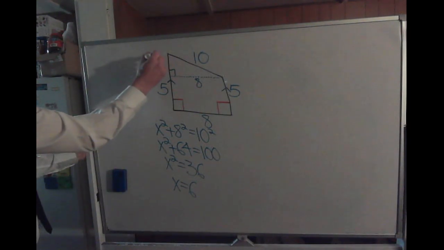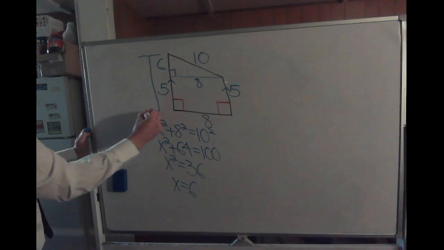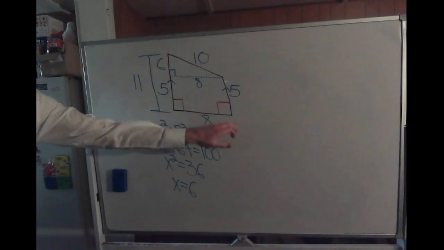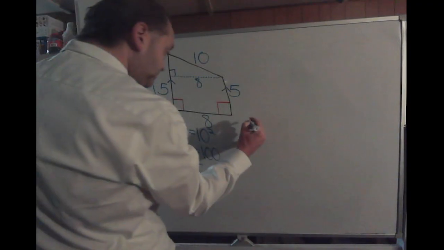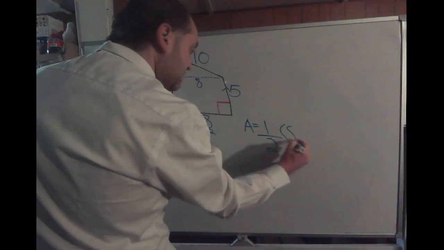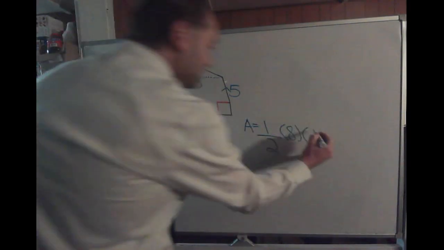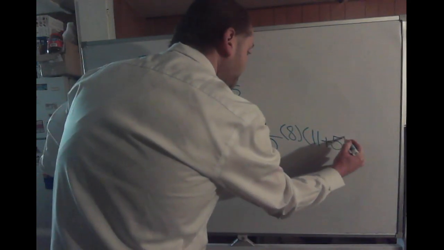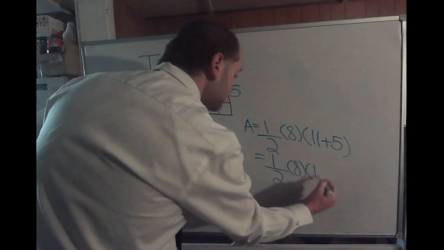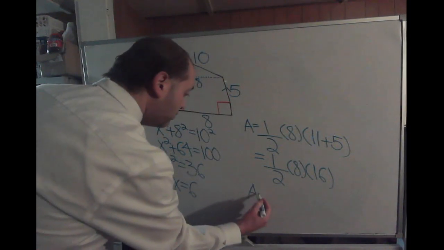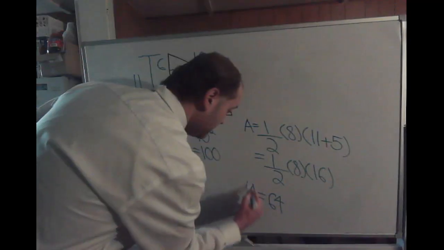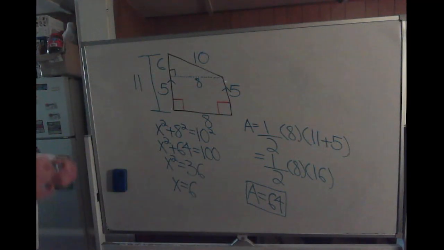Well, what's 5 plus 6 for the length of this whole side? What would 5 plus 6 be? That'd be 11, right? Now we actually have the length of both bases and the height. We can go ahead and find the area. The area, of course, is equal to half of that height, which is 8, times the sum of your two bases, which would be 11 plus 5, which would turn into 1/2 of 8 times 16. Well, what is half of 8? That's 4. What's 4 times 16? That's 64. So the area of this trapezoid in the end would be 64 square units.